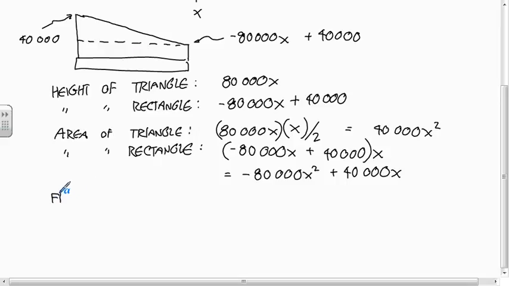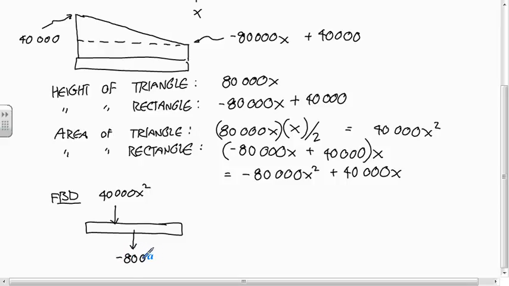So I can rewrite this now as a point force over here of, so this is the triangle, 40,000 x squared, and a force here of negative 80,000 x squared plus 40,000 x. Then we have the force at the wall. That's, what was that, 20,000 up? And then the couple of 10,000 counterclockwise. And then, yeah.